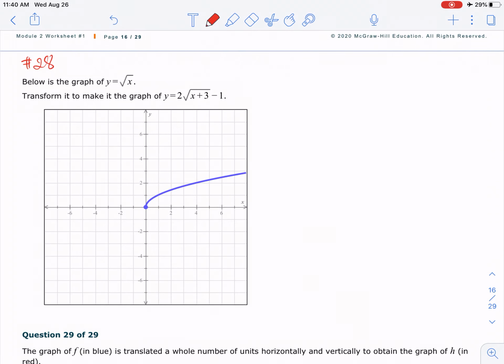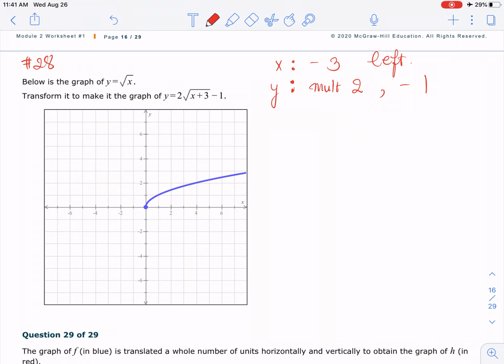For number 28, the transformation, so you see negative 1 is outside, and you have a positive plus 3 here, and you multiply by 2 here. So for the transformation for x, we're going to go left 3. So for x it is minus 3, which is left. For y, we have multiply by 2, and then minus 1. So you see right here, multiply by 2 and minus 1.